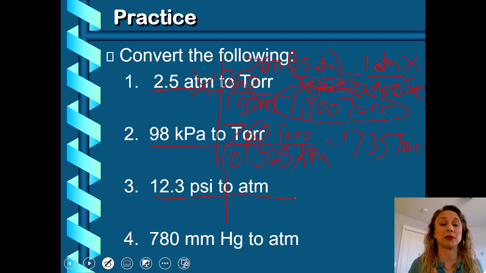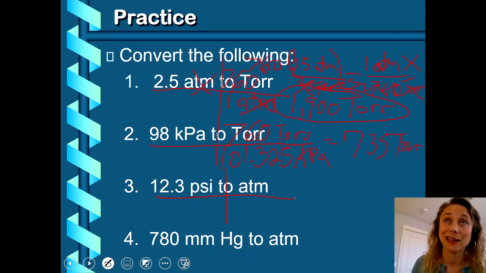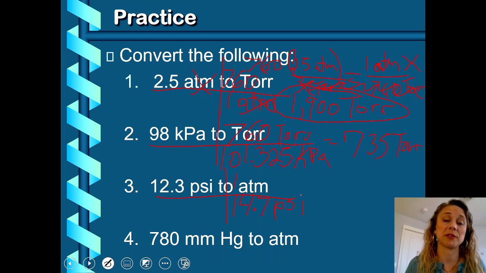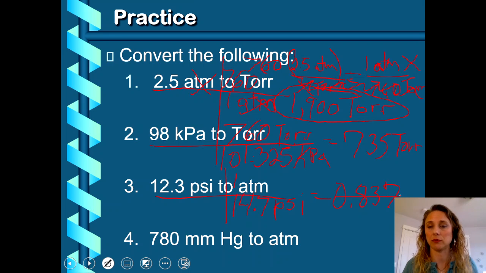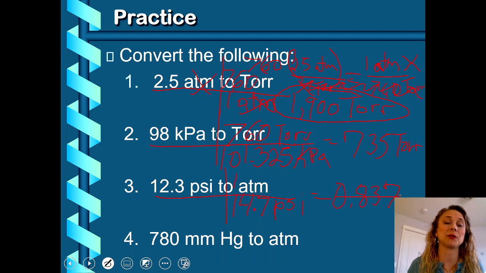PSI, you've got 12.3. Want to find out how many ATMs that is? Well, one ATM is 14.7 PSI, so it's going to be less than one ATM. So you're going to end up taking 12.3 divided by 14.7. I get 0.837, because we had three significant figures there. So that's how that works. And of course, you do want to put your units down, because otherwise, what did I calculate? You get ATMs because PSI canceled out.